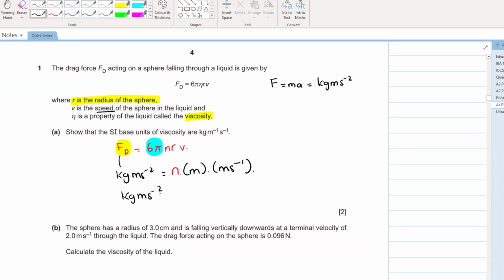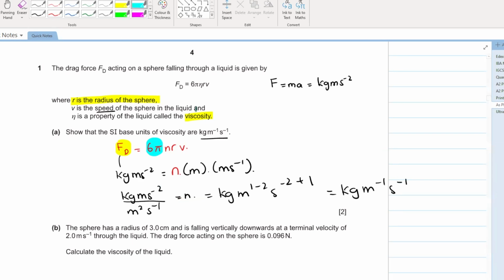So we get kg m s⁻² divided by m² s⁻¹. What does the unit of viscosity come out to be? kg m^(1-2) s^(-2+1). This comes out to be kg m⁻¹ s⁻¹. Is this what we had to prove? Yes. We have successfully proved the units of viscosity. kg m⁻¹ s⁻¹ is your answer.